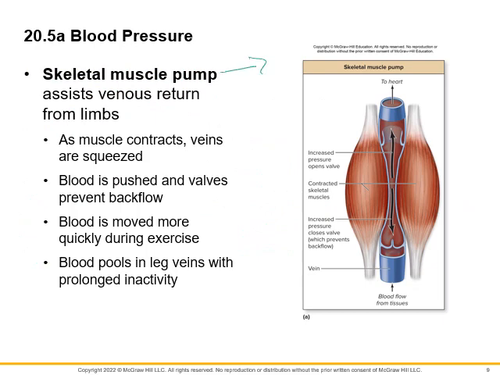So we can see here the skeletal muscle pump. The muscle contracts, it squeezes the vein, and blood is pushed and moved quickly during exercise. As you're contracting these muscles, you're squeezing the vein and pushing the blood further along in the venous return, and then the valves are going to close. The valves close and prevent backflow, and we're moving blood back towards the heart as these muscles are contracting and relaxing.